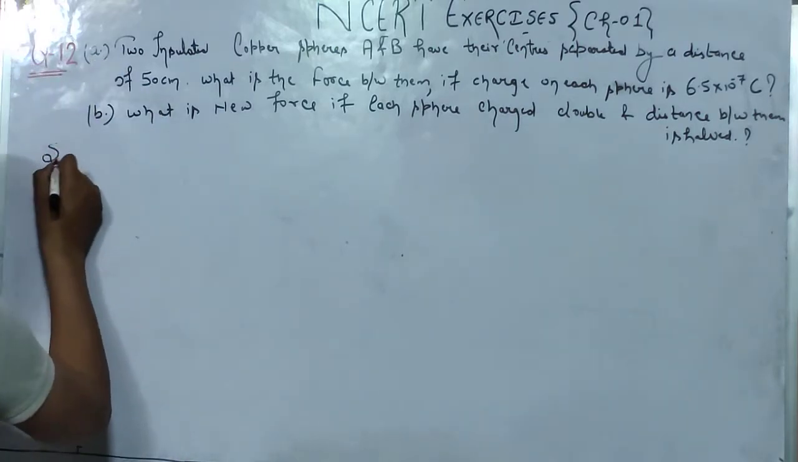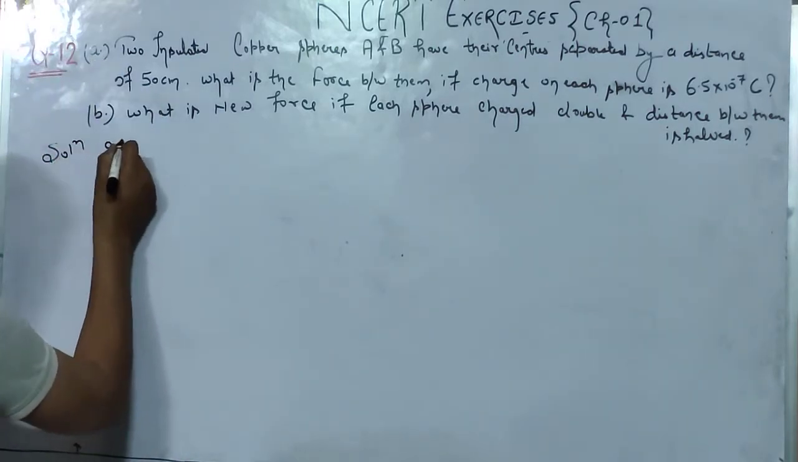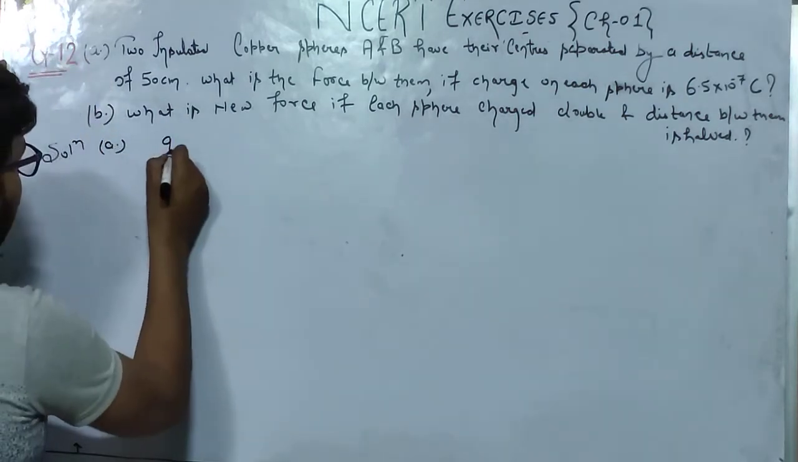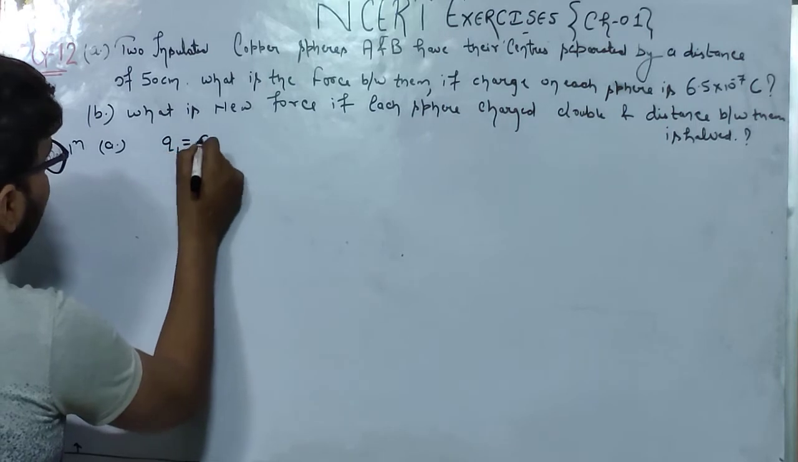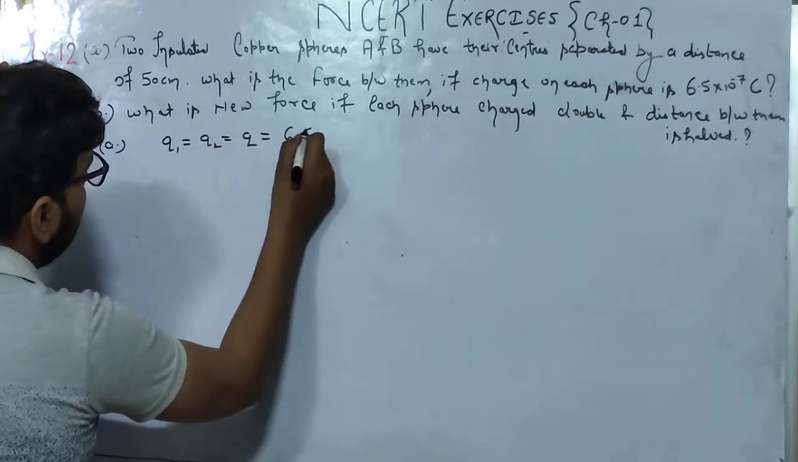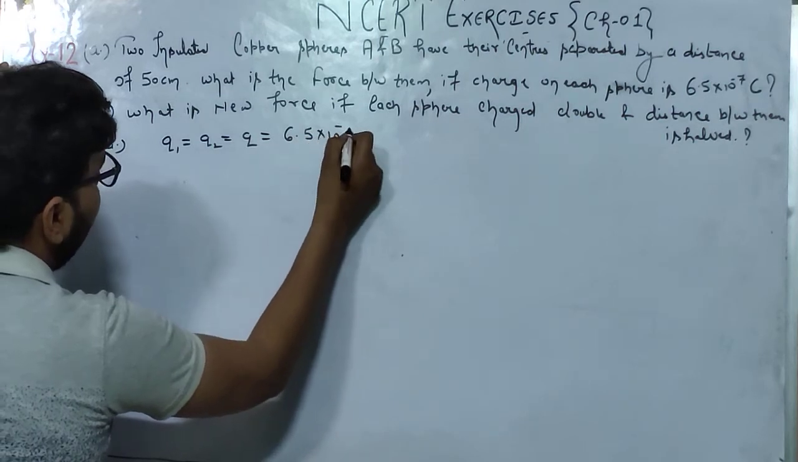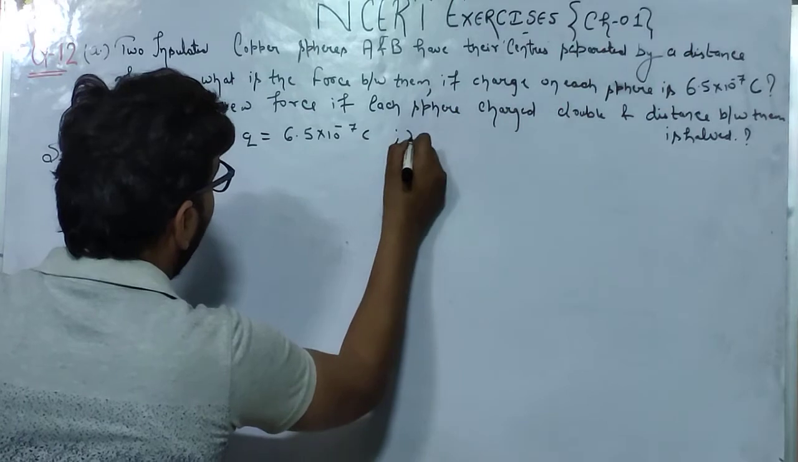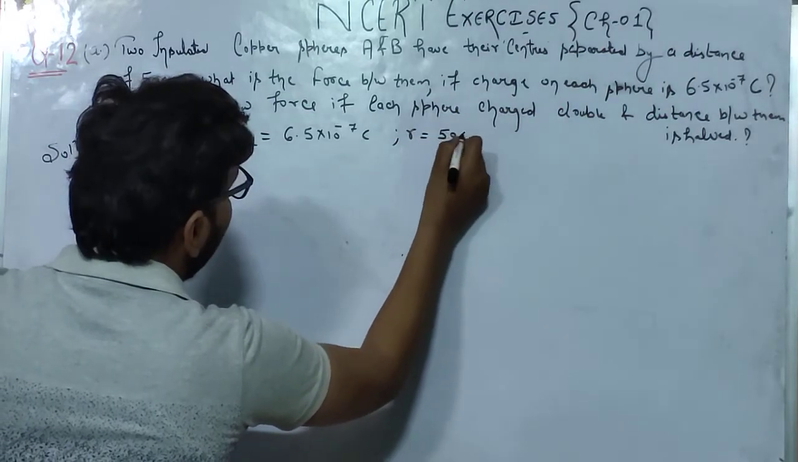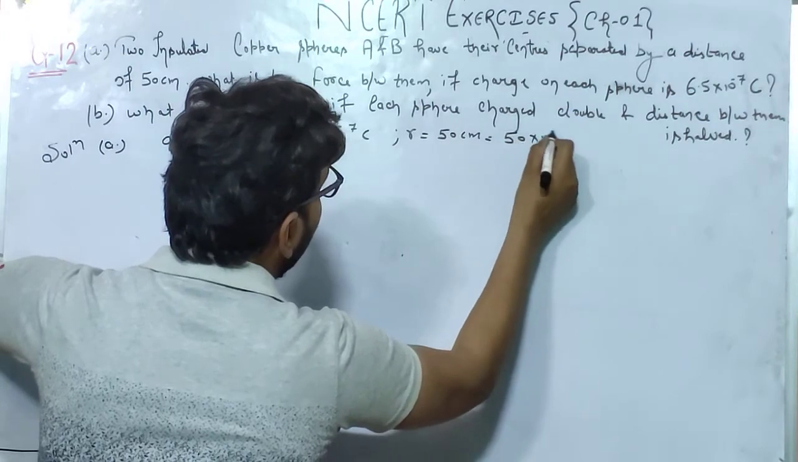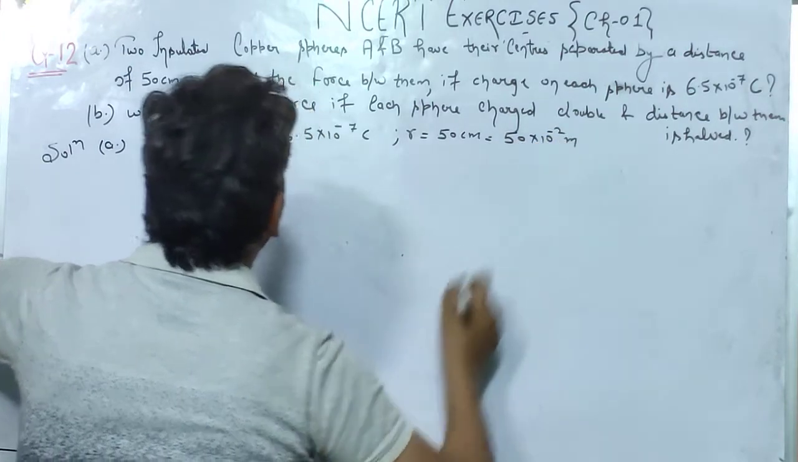So we will begin with the solution of part A, that is, what is given. We are given Q1 = Q2 = Q, because the charges are the same, so it is 6.5 × 10^-7 coulomb. Now the distance is R = 50 centimeters, which can be written as 50 × 10^-2 meter.